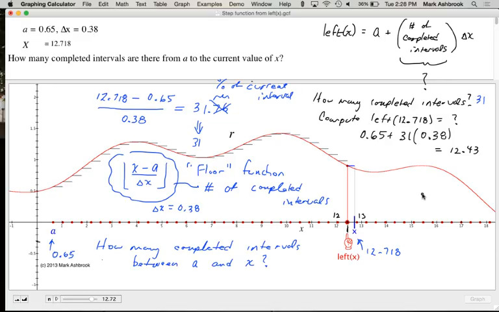So again, left x is the x value at the start of the current interval. Part of getting that is getting the number of completed intervals, which is what I've done over here in blue. That's the floor of x minus a over delta x. Get the total width, x minus a. Ask how many intervals have width delta x, that's division. Chop off the decimal, that's the floor part. In this case, that gave us 31. And then we can use that 31 to get left x, 12.43.